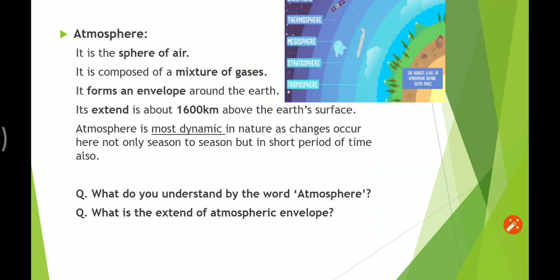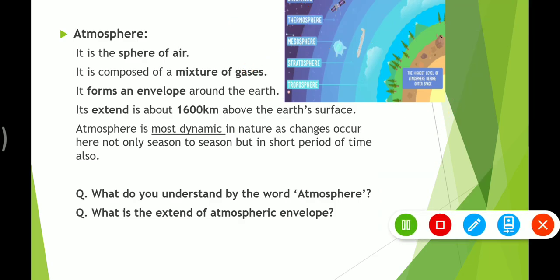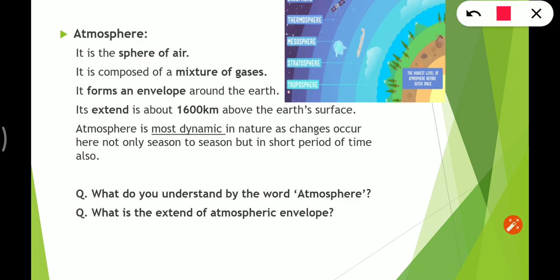Yes, there are a few layers of it here, but it is not in this chapter. It is in the fourth chapter, I think. We'll discuss them later. Just telling you, the first layer is troposphere, then stratosphere, then mesosphere, then thermosphere, and then one more is there. I forgot its name.